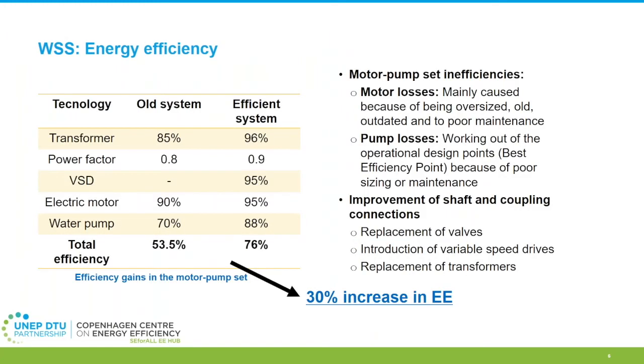The largest inefficiencies are normally found in pumps, mainly working out of their design points, lack of maintenance, or just being aged, but also in electric motors, lack of presence of variable speed drives to control the off-peak operation, or having a low power factor in the utilities.